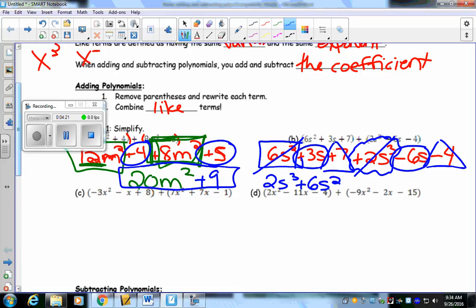All right, now my s's, I've got a positive 3 minus 6. So I'm doing 3 minus 6, or 3 plus a negative. It's the same thing. That gives me negative 3s. And then I have positive 7 minus 4, which gives me a positive 3. So this is my final answer.